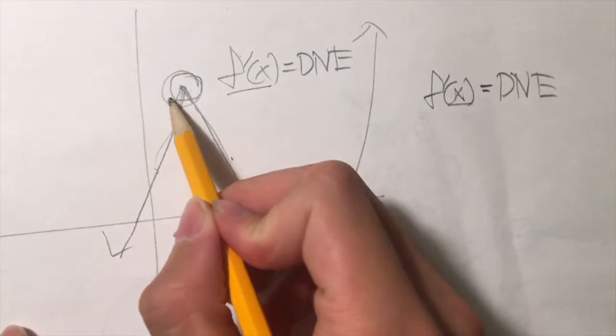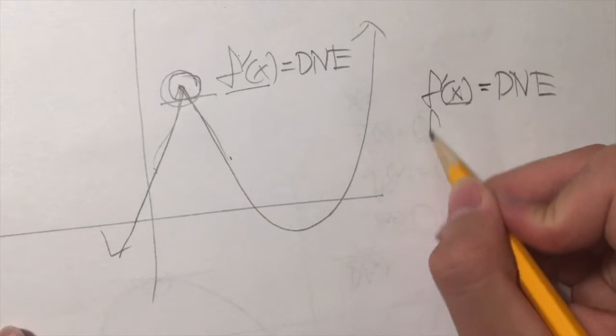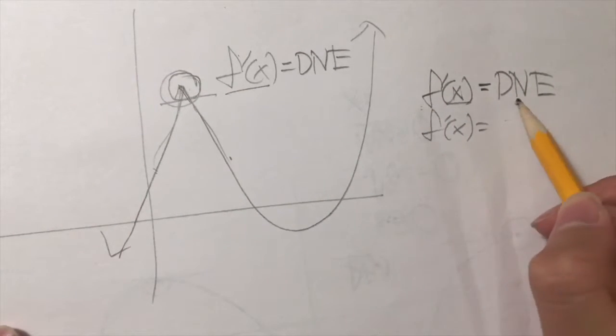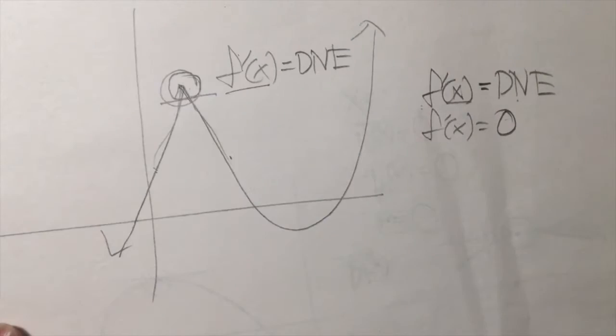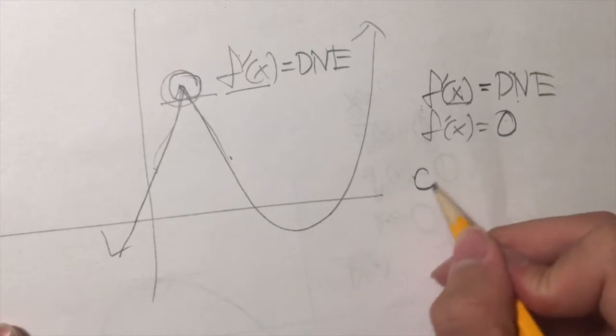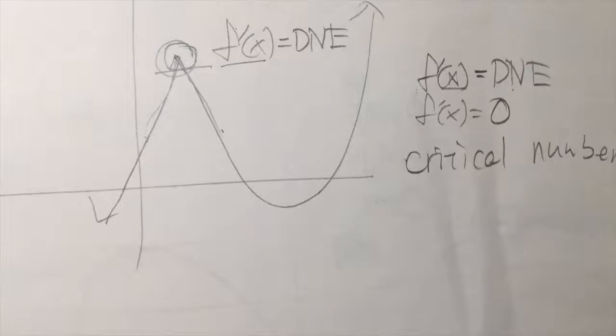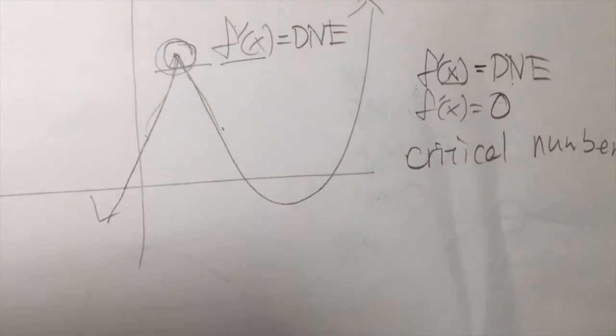And now we know that in order to find the local maximums and minimums, we find the points of x where the derivative of the function equals 0 or does not exist. These points of x are called critical numbers. Okay, so now we know how to find the local maximum and minimums. How do we find the absolute maximum and minimums?